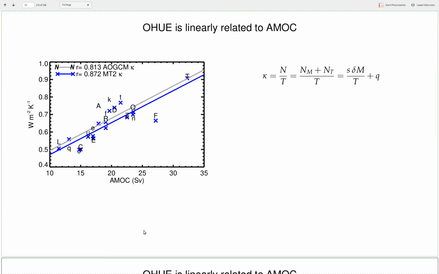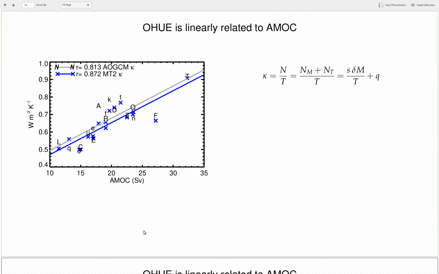So it's got these two terms, NM and NT, both divided by T. Now, dividing by T, we just have Q for the NT part, and Q is a universal constant, so that is not contributing to the spread of kappa. It's S delta M which is. And now we see that part of the explanation for models with a stronger AMOC having a bigger kappa is that delta M in the numerator. They are taking up heat more efficiently. But in addition to that, as we've seen, those models also have less global warming, so the denominator is smaller.